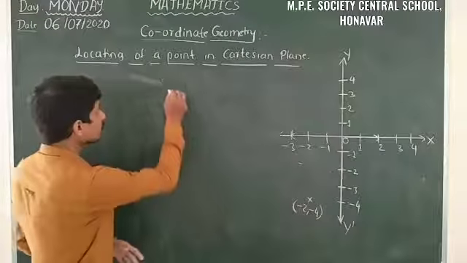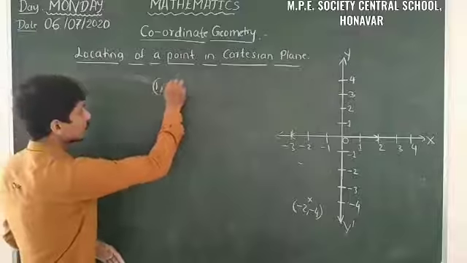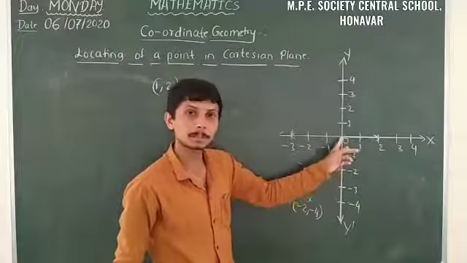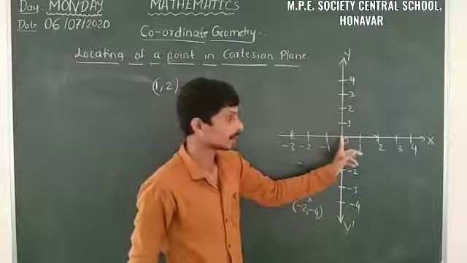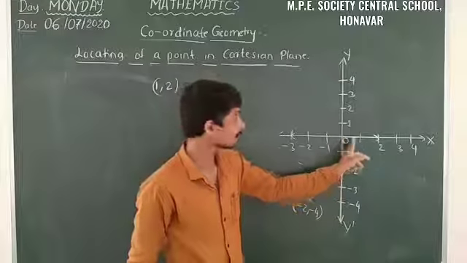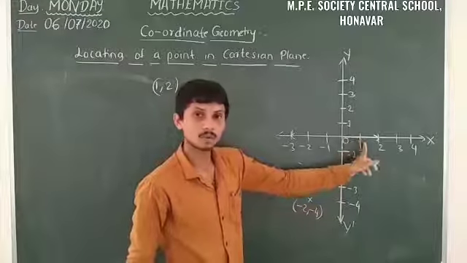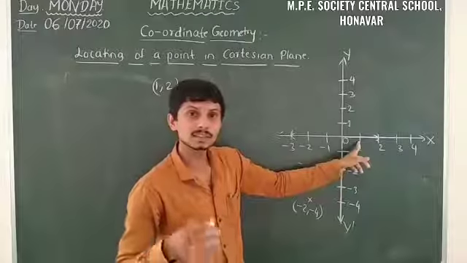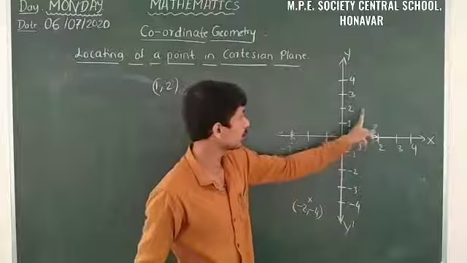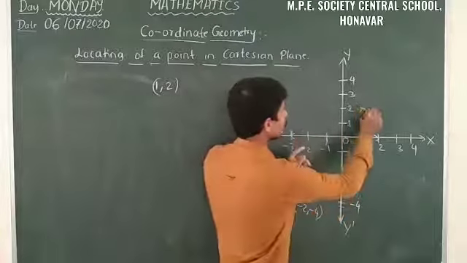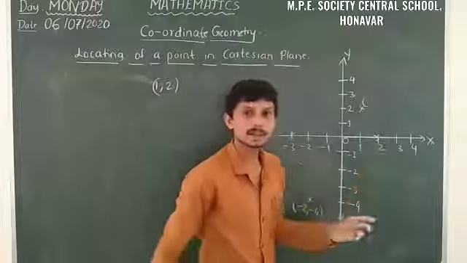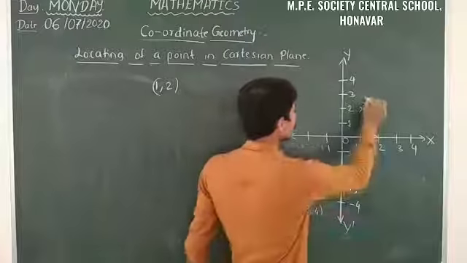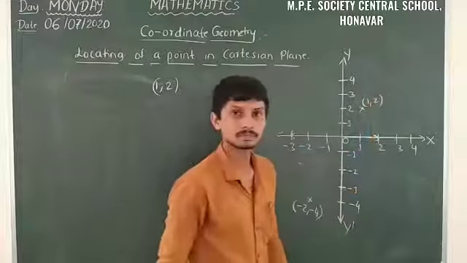So I will take 1 comma 2. So I will take the perpendicular distance from the y-axis, that is I will take up to here. So 1. Then I have to take the perpendicular distance from the x-axis with the 2 distance, that is 1 and 2. So that means the point is here. So we have to represent that point. Firstly we have to write the x coordinate and then we have to write the y coordinate. It is 1 comma 2 here.